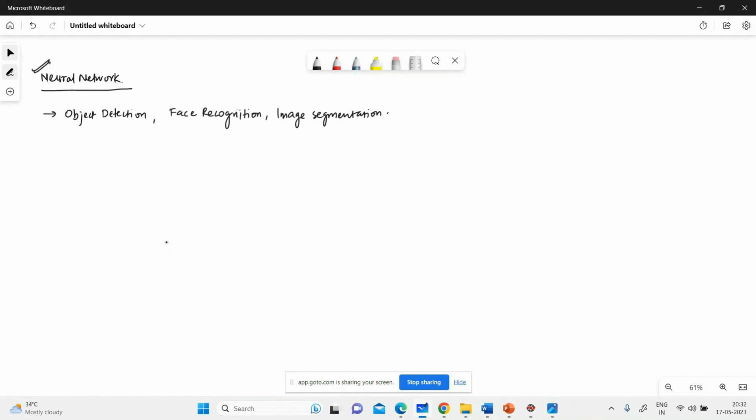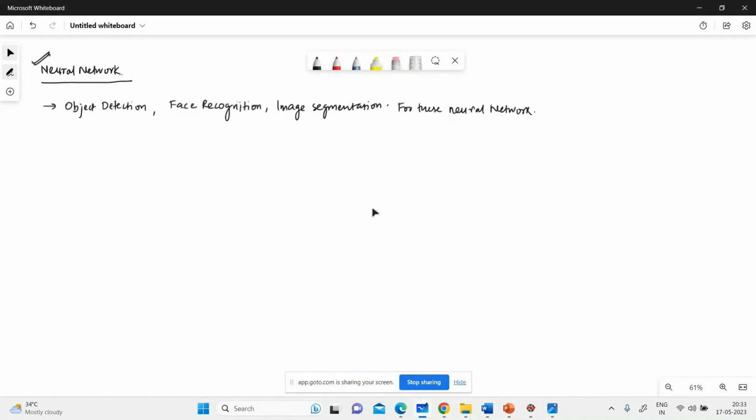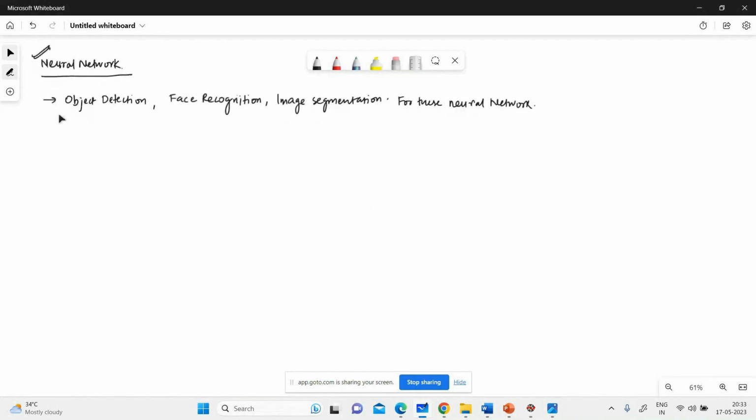So for these, we need a neural network. We need to create a neural network, which, as the name by now suggests, will be a network of neurons. As of now, we only talked about a single neuron. Now, why can a single neuron not solve a complex problem?